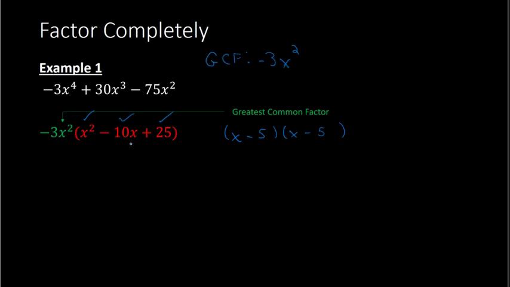So x squared minus 10x plus 25 can factor to be x minus 5 times x minus 5. So x minus 5 times x minus 5, we could write that as x minus 5 squared if we want. And that is as far as we can take this. So this down here, the negative 3x squared times x minus 5 squared, that would be your factored form. We have factored completely by pulling out the greatest common factor, and then we have factored the trinomial that was remaining.